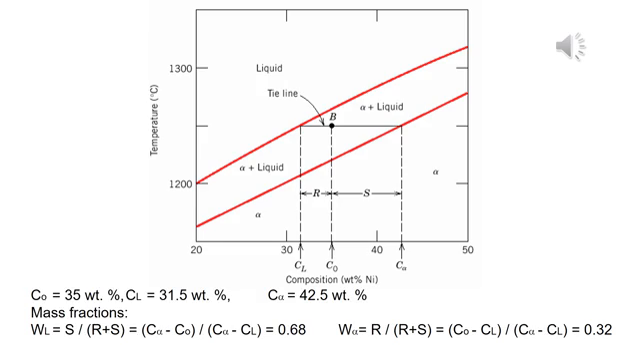Then for the fraction which is solid or alpha, this will be R divided by the whole length of the tie, which is R plus S, where R will be represented by C naught minus CL, divided by the whole length, which is C alpha minus CL.